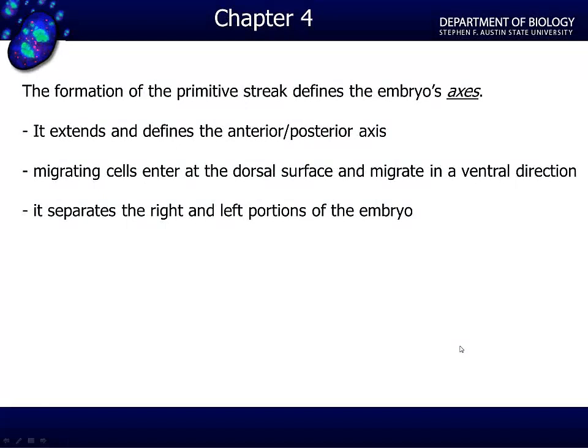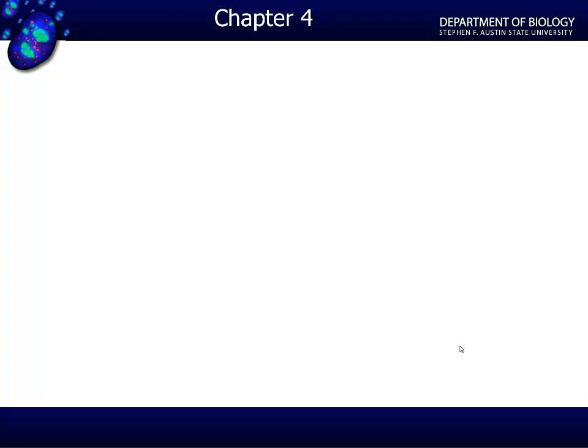As we saw in the video, the primitive streak really is the beginning of defining the embryo's axis. It begins in the posterior marginal zone, and it's going to extend and really define the anterior posterior axis. This axis is going to be reminiscent of where our vertebral column is going to go. Now, migrating epiblast cells are going to enter at the dorsal surface and migrate in a ventral direction, and so now we're setting up dorsal versus ventral, which is really epiblast versus hypoblast. And we're also going to distinguish right and left portions of the embryo through various molecular events that will occur.